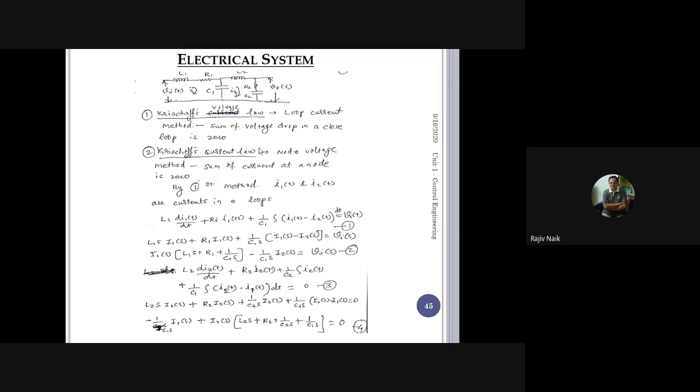Is it okay? Now, for V0 as the output, you need I2 as the input. But what is I2? I2 you can get from equation number 2 and 4. You can see here, this is equation number 2 and this is equation number 4.